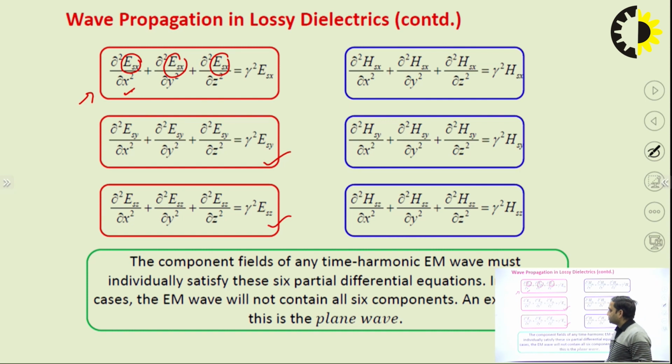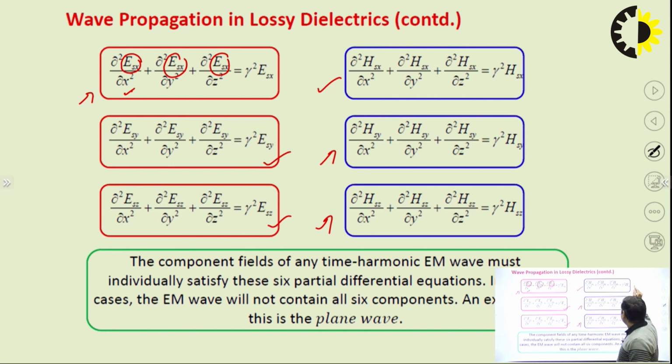Correspondingly, the x component of the magnetic field we can specify by this equation, where the only change is h in place of E. Similarly, we can define it like del square Hys by del x square and so on, and next is del square Hzs by del x square.